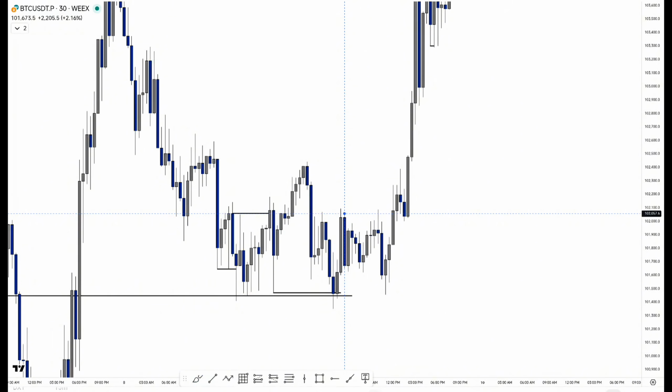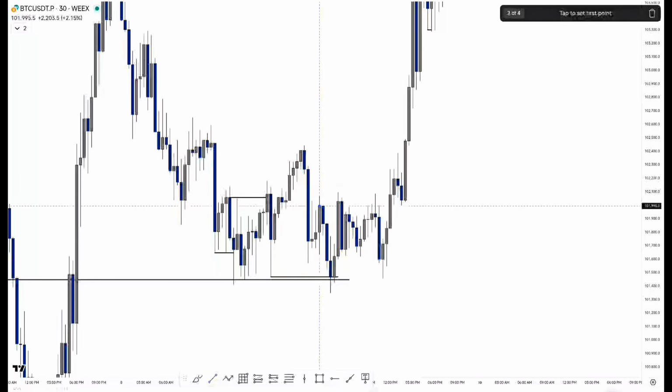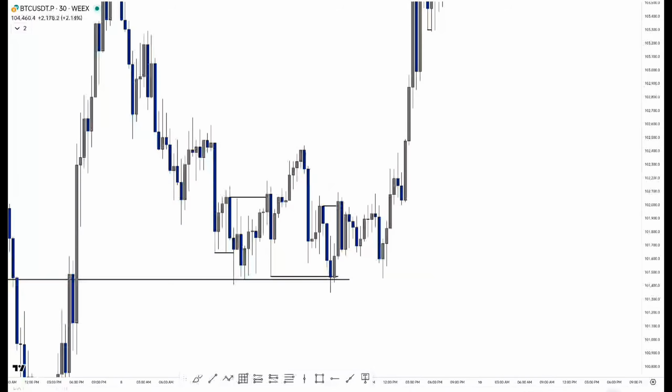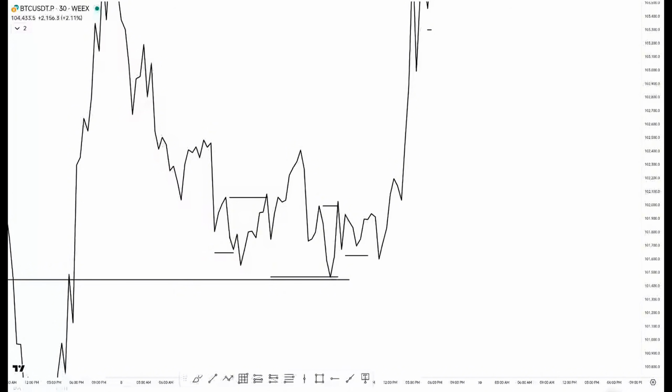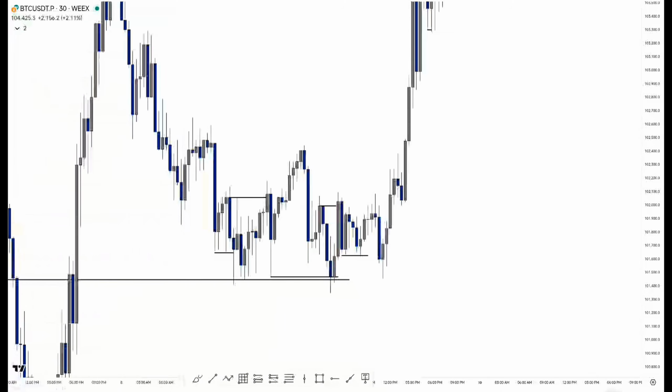So what do you have here? After that daily rejection, you have a break of structure here. After that break, you had a pullback here. So go back to the line chart, you could see them very, very clearly. We had a break of structure, then you had a pullback in price here. Do you understand? That's actually the pullback that we had. So this is what we are looking for.